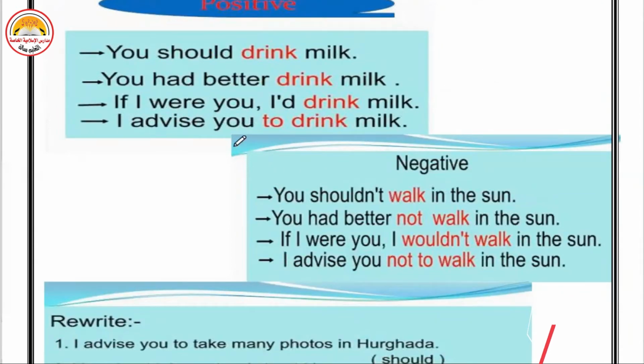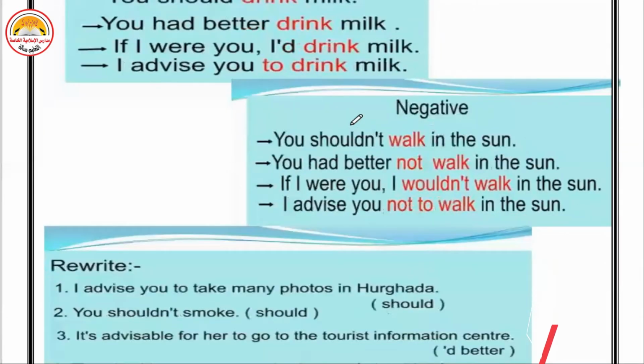We can use also the second conditional if to express advice. For example, if I were you, I would drink milk. In negative, you can say the negative of should, shouldn't. How can we negate had better? You had better not walk in the sun. Pay attention, you had better not walk in the sun. In the second conditional if, if I were you, I wouldn't walk in the sun. I advise you not to walk in the sun. Okay.